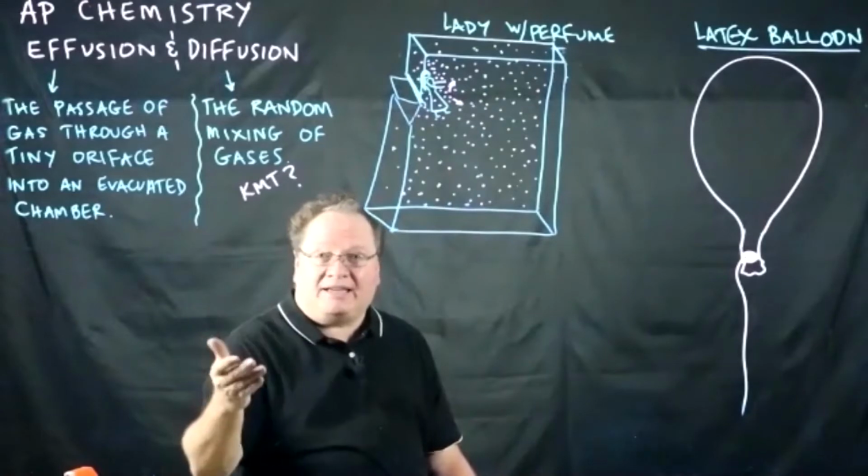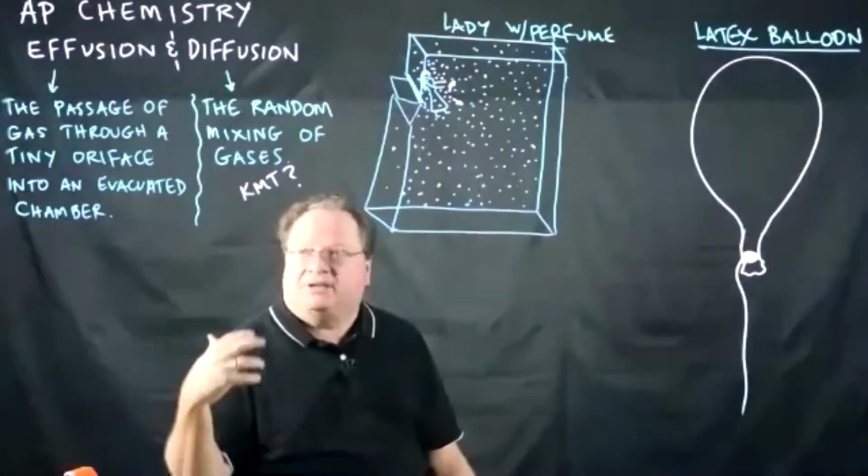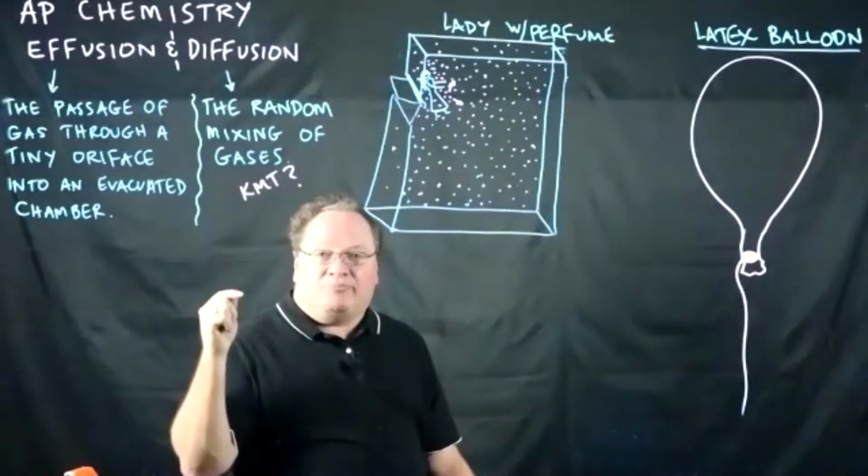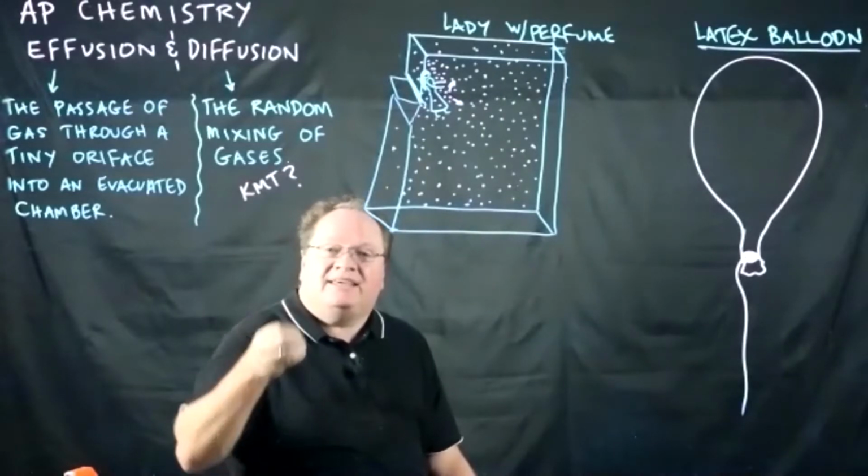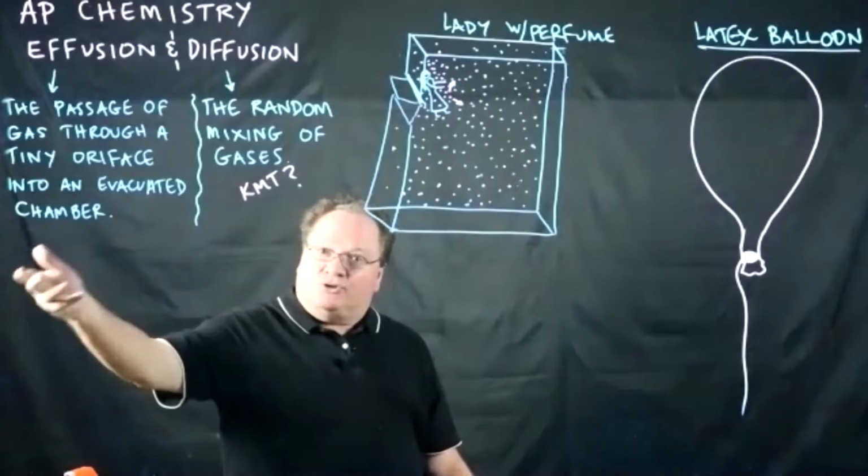If you were in space on the International Space Station and somebody messed up and punched a hole in the side, then the air that's inside the space station would effuse into space.